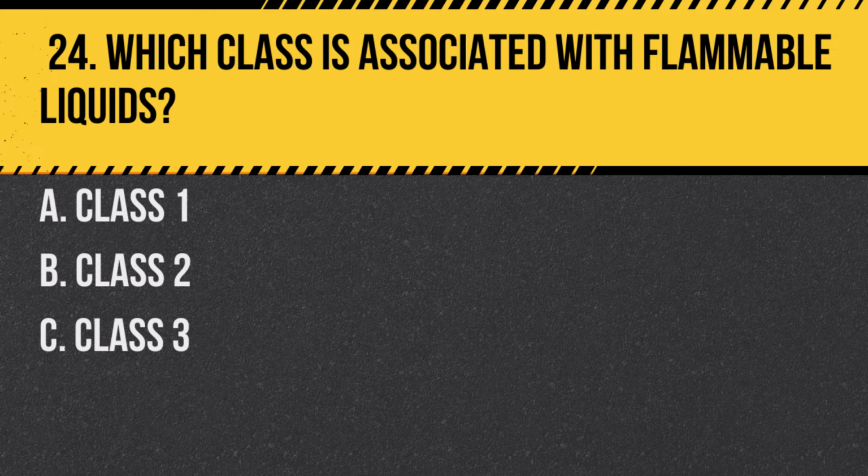Question 24. Which class is associated with flammable liquids? A. Class 1. B. Class 2. C. Class 3. Answer: C. Class 3. Flammable liquids fall under Class 3.